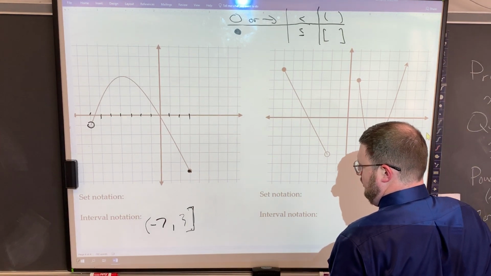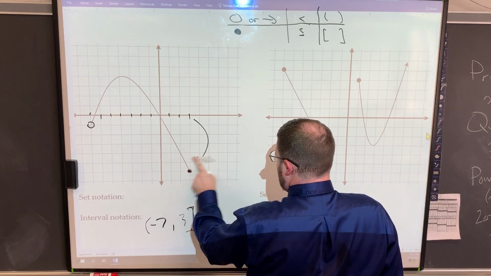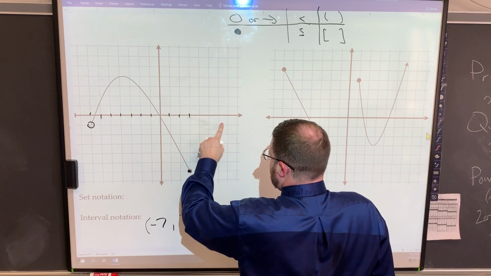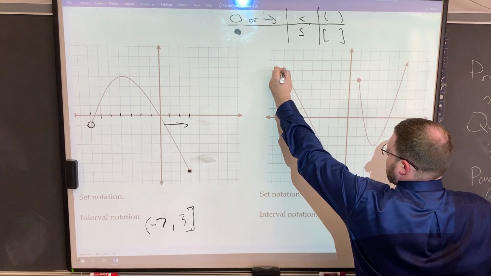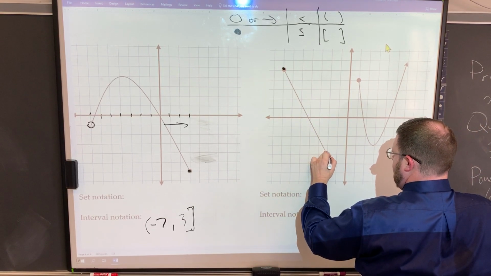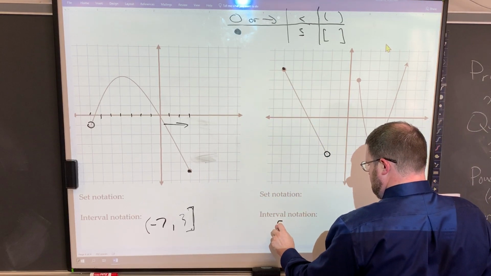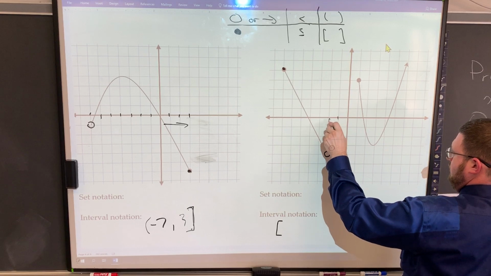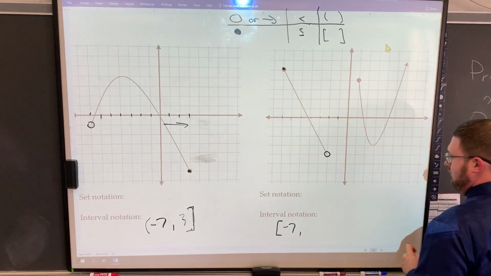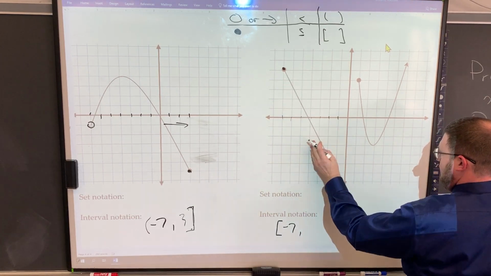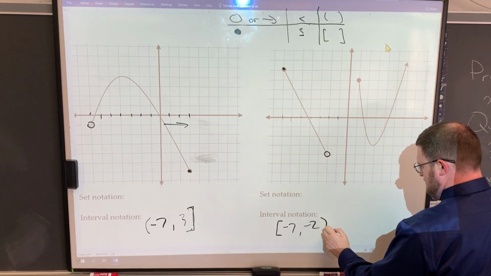Remember, we don't care about y values on this. I don't care about down. I care about how far it is to the right. So this one, I've got two pieces. I'm going to go with my leftmost piece first. This is how far left, this is how far right on that piece. We've got a closed dot, which is a square bracket, at -7, comma. And this first branch goes to -2, and that is an open circle, so it is a parenthesis.